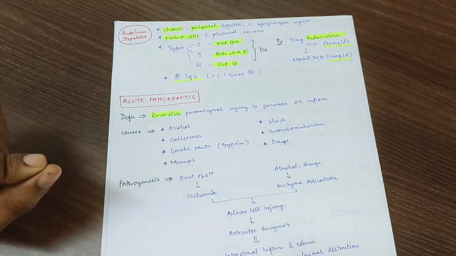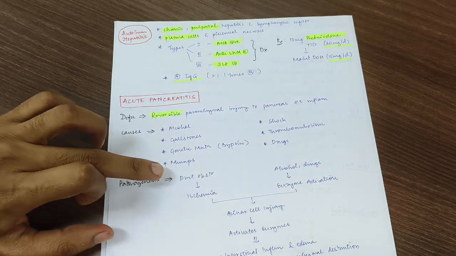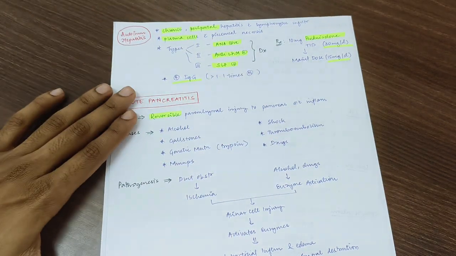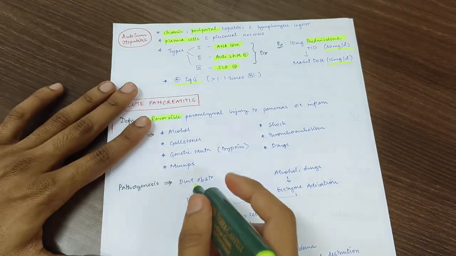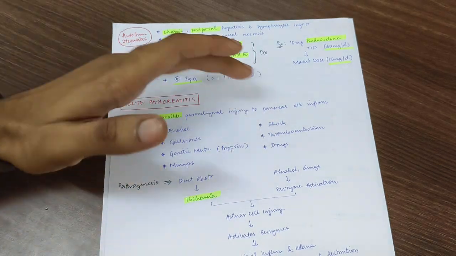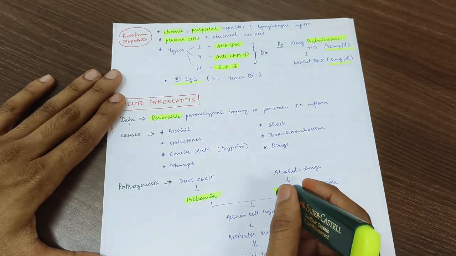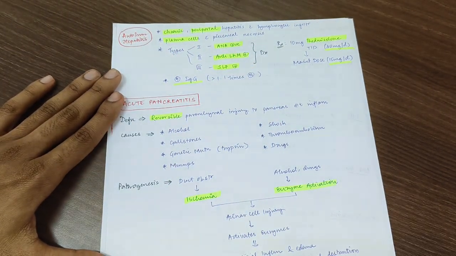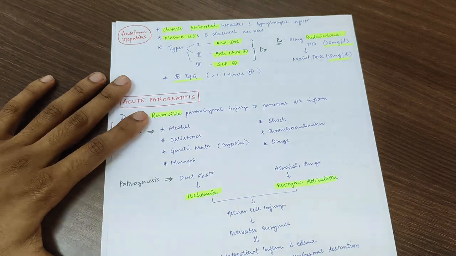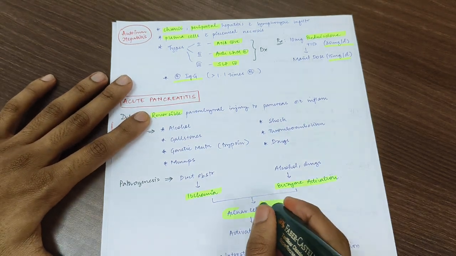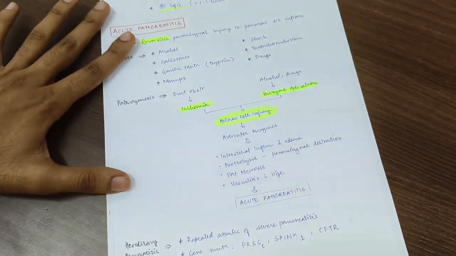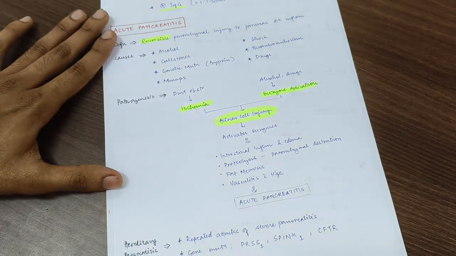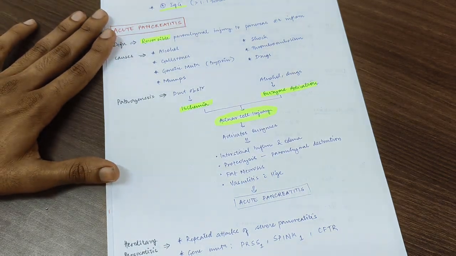Pathogenesis. What is the pathogenesis? Duct obstruction and alcohol and drugs other cause. What they do, duct is getting obstructed, because of that it leads to ischemia. Alcohol and drugs, what they do, they activate unwanted enzymes and that leads to enzyme activation. Both of these, ultimately they are going to cause acinar cell injury. Once this acinar cell injury is there, it activates enzymes.